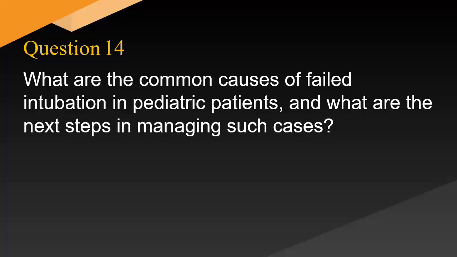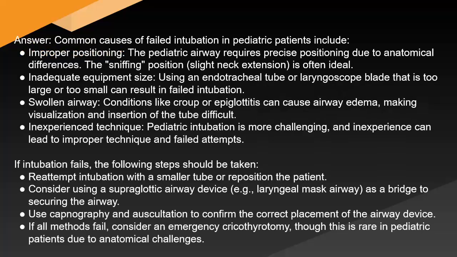What are the common causes of failed intubation in pediatric patients, and what are the next steps in managing such cases? Answer. Common causes of failed intubation in pediatric patients include improper positioning. The pediatric airway requires precise positioning due to anatomical differences. The sniffing position, slight neck extension, is often ideal. Inadequate equipment size, using an endotracheal tube or laryngoscope blade that is too large or too small can result in failed intubation. Swollen airway conditions like croup or epiglottitis can cause airway edema, making visualization and insertion of the tube difficult. Inexperienced technique. Pediatric intubation is more challenging, and inexperience can lead to improper technique and failed attempts.